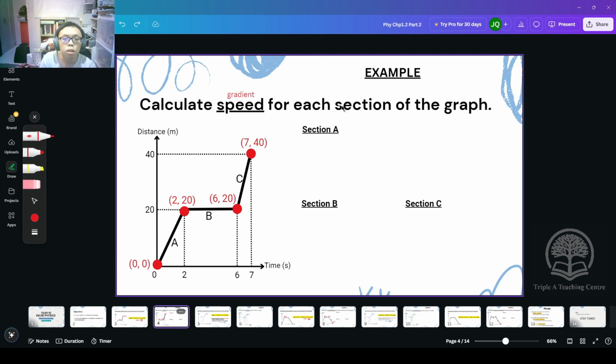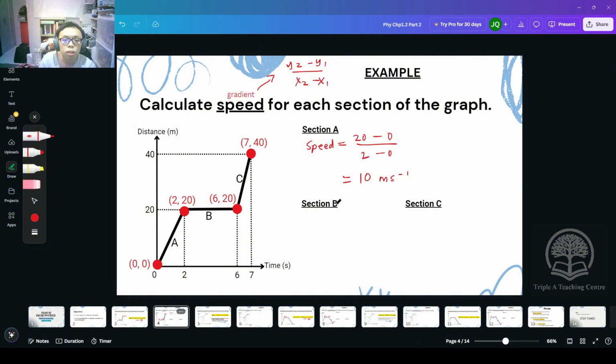Calculate the speed for each section of the graph: section A, section B, and section C. We calculate the gradient of line A, line B, and line C respectively to know the speed. For section A, we calculate the gradient of line A. Recall that the gradient formula is y2 minus y1 over x2 minus x1, right? For line A, y2 is 20, y1 is 0, x2 is 2, x1 is 0. So you get 10 meters per second.